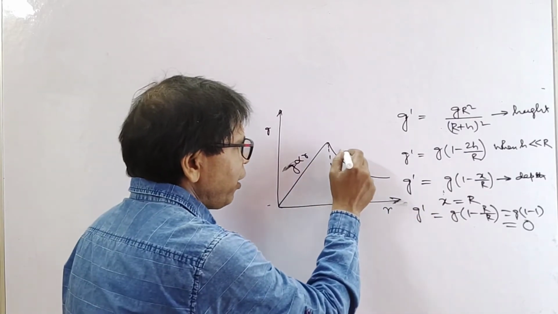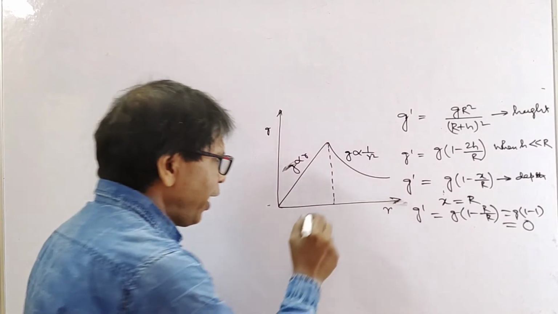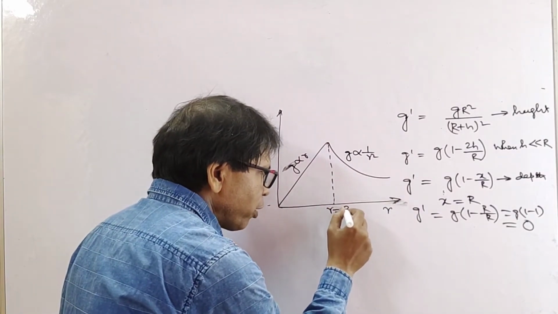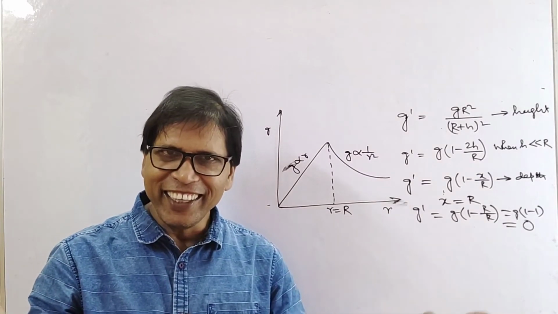Look at this here, g is proportional to 1 by R square. Okay, and this is R equal to capital R, the radius of the earth. Okay, understood? Next. Now, weight of a body.